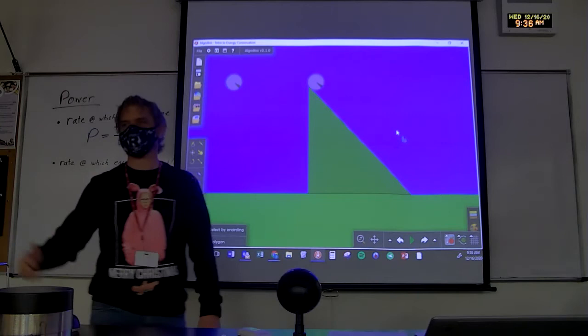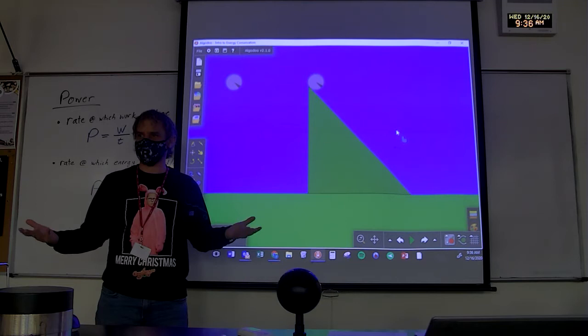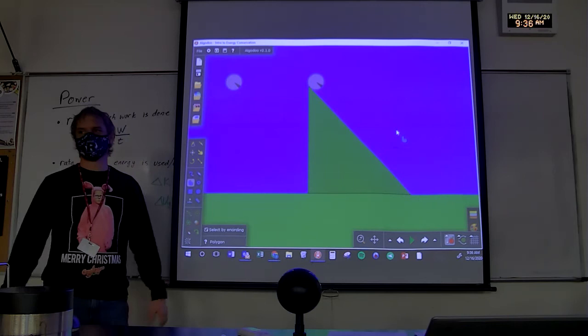It will take much longer to push it up an inclined plane. Therefore, the power output will also be smaller for pushing it up the inclined plane than it would be to just lift it up, because it would take more time. More time, less power output. So all simple machines work on those principles. Simple machines work on the principle of smaller force, larger distance.